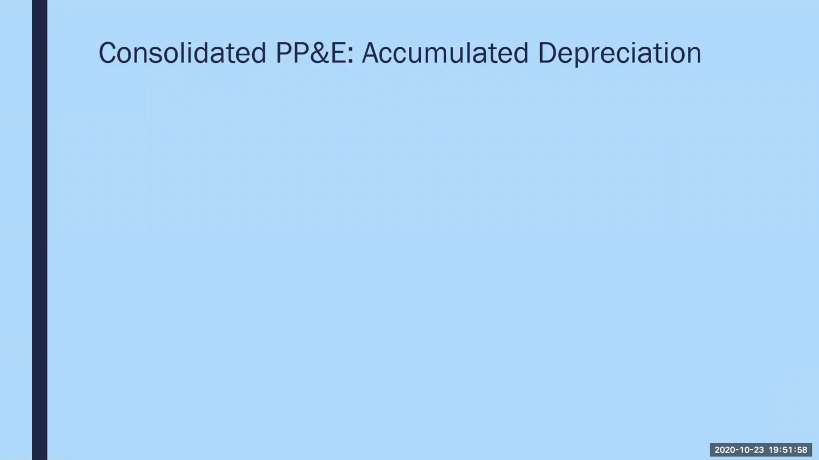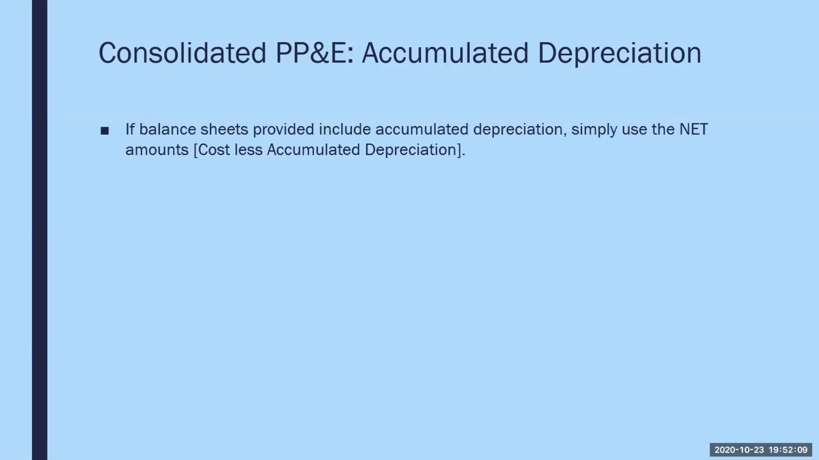Sometimes the balance sheet information that you're given will include information pertaining to accumulated depreciation. My recommendation is that if that is the case, you should simply use the net amounts. Take away the accumulated depreciation from the cost, use the net book values, and everything will be straightforward and easy. If, on the other hand, you wish to report the accumulated depreciation amount, or say you have a Connect assignment problem that requires you to do so, then you have to do some calculation.